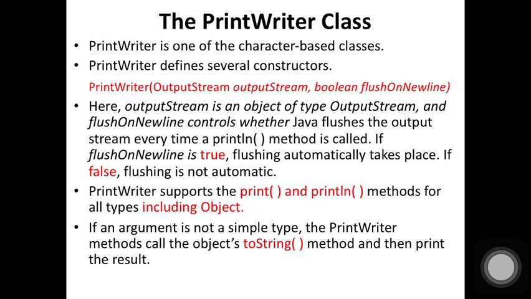If an argument is not a simple type, so the output stream receives one object. PrintWriter has two parameters: one is the output stream object and the other is the boolean value. If the argument is not a simple type, if it is any object, the system invokes the toString method and then prints the result on the screen.